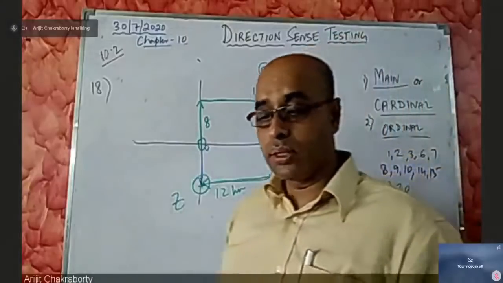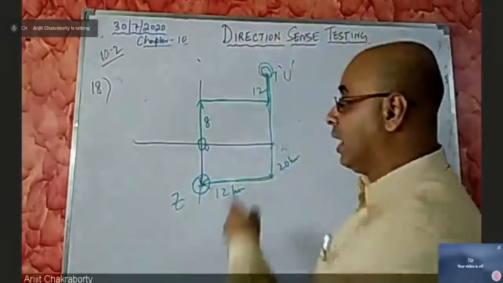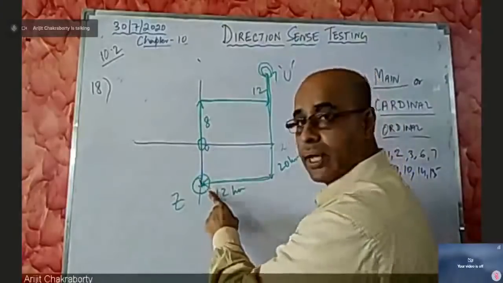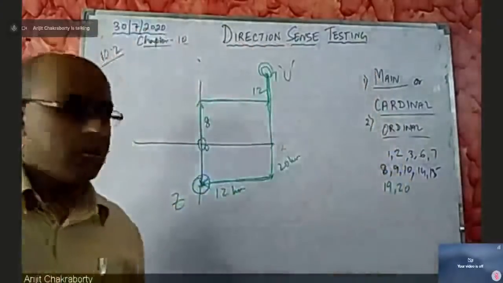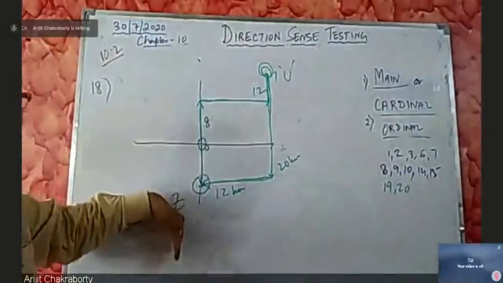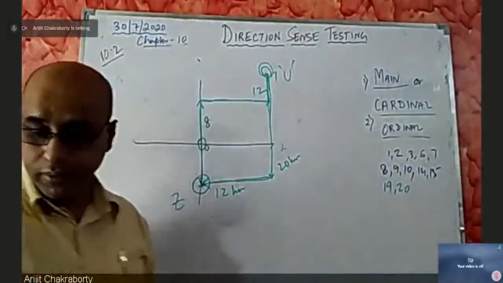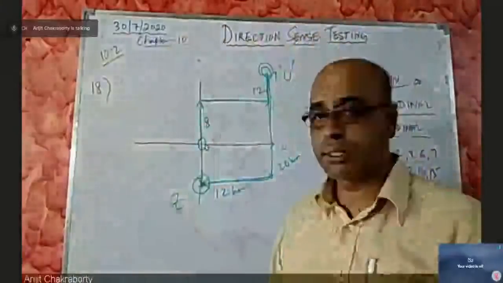So, question is, in which direction is he from his starting point? Starting point is O, he is at Z. Answer is clear, he is south. This direction is south, so the answer is south. Fine. This is number 19, done, solved.